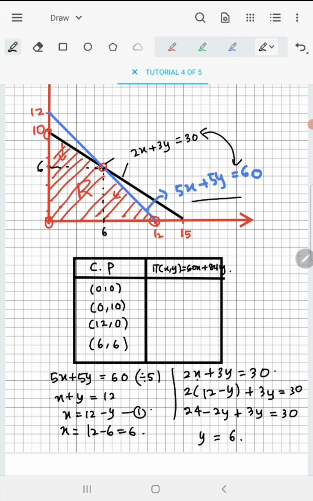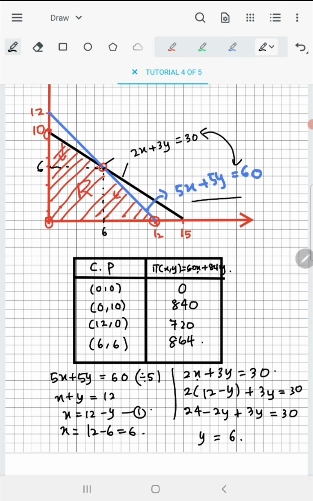Okay, now when you substitute x equals to 0 and y equals to 0 into the profit function, you got 0, and then when you substitute 0, 10, you got 840. When you substitute 12, 0, you got 60 times 12 equals to 720, and when you substitute 6, 6, so 60 times 6 plus 84 times 6, you got 864.